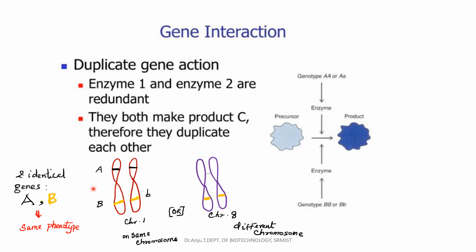So here two identical genes produce the same phenotype. These two genes can be present at different loci on the same chromosome. Let us take chromosome 1: one is present in the P arm and the other in the Q arm. Or they can be on different chromosomes, so A is present on chromosome 1, whereas B is present on chromosome 8. So duplicate genes can be present at different loci on the same chromosome or on different chromosomes.